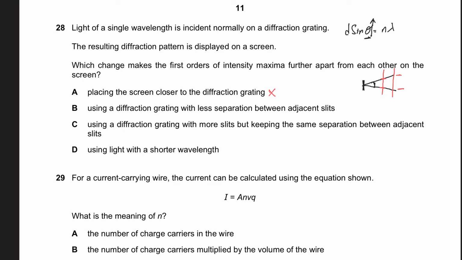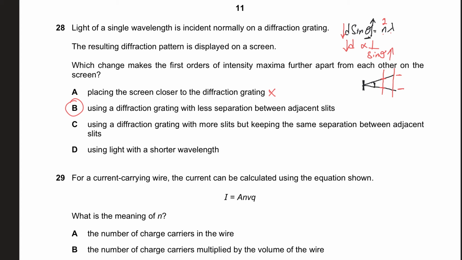Part B says using a diffraction grating with less separation between adjacent slits. So they want us to reduce d. What happens when d decreases? n is 1, lambda is constant. We know that d is inversely proportional to sine theta. Decreasing d would increase sine theta and hence increase theta. This looks like the correct answer.